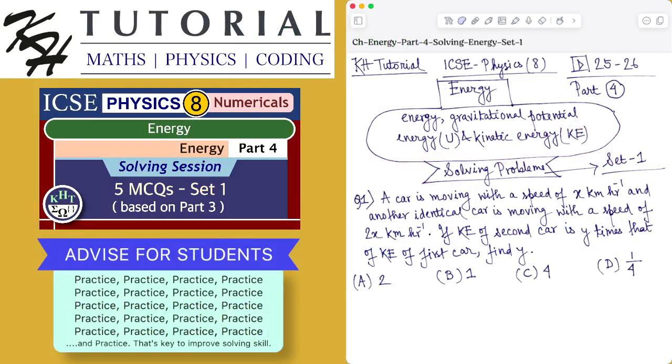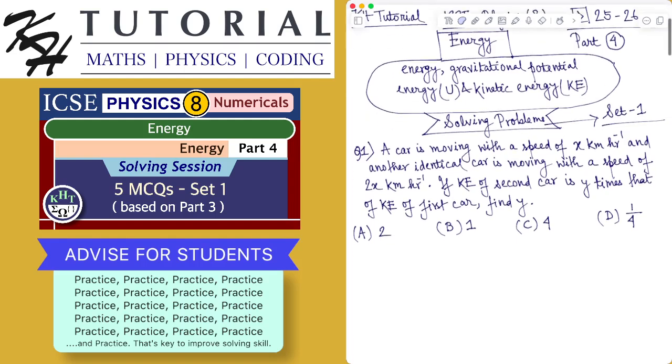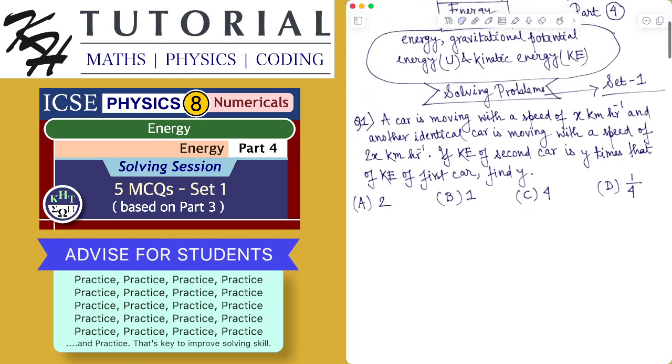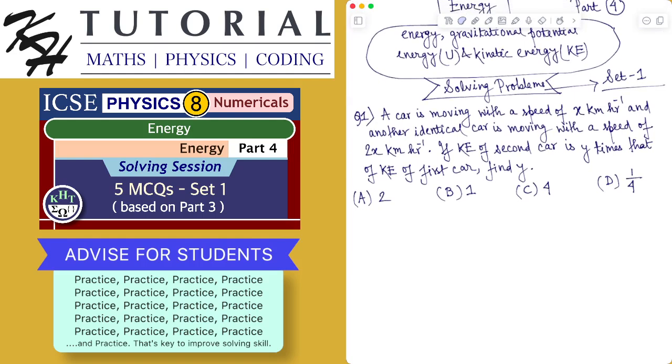Okay, so the first problem says that a car is moving with a speed of x kilometer per hour and another identical car is moving with a speed of 2x kilometer per hour. If kinetic energy of second car is y times that of kinetic energy of first car, find y. So let's consider the speed of the first car be v1. So we have v1 is equal to given x kilometer.